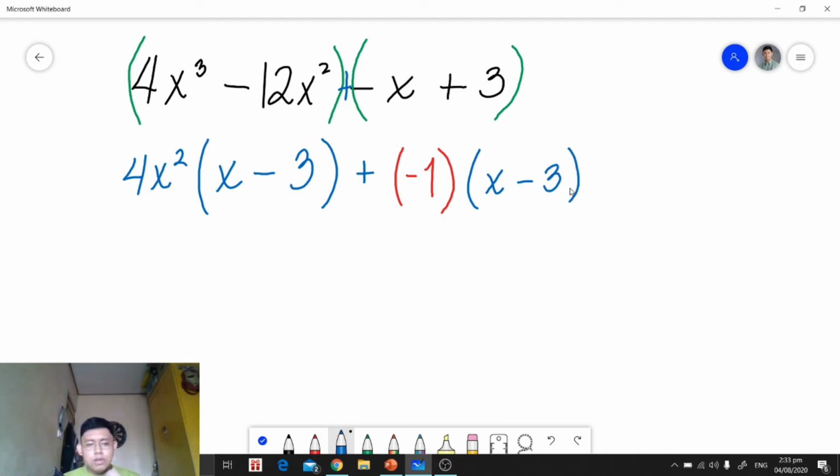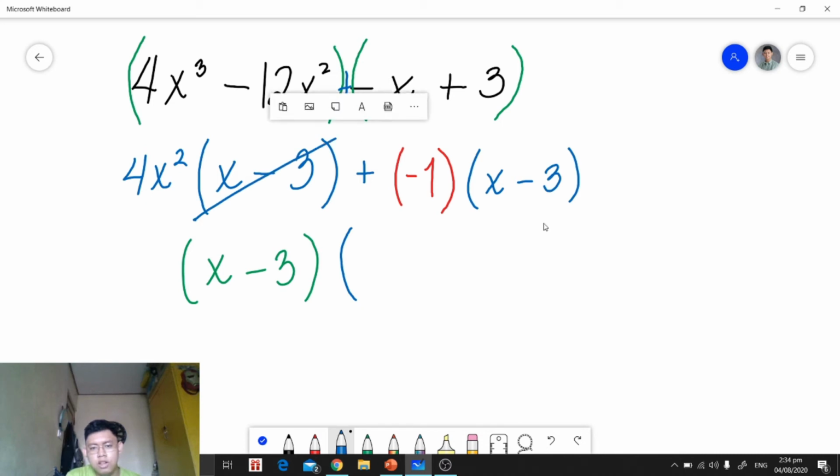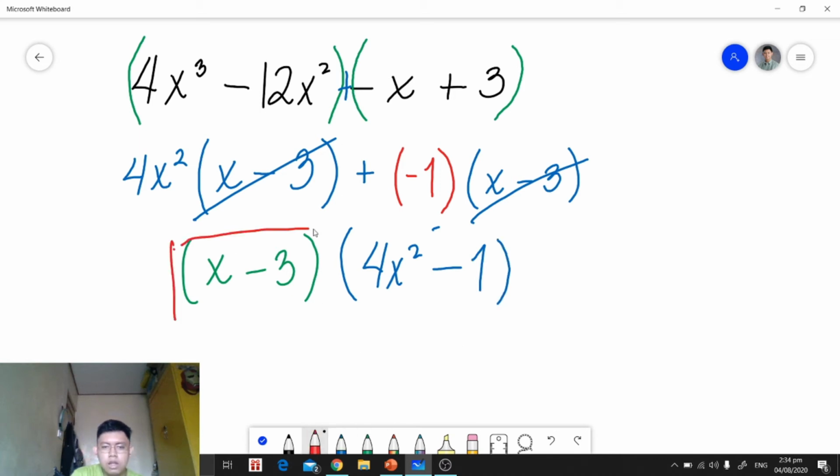Now, what can you observe? They have a common factor, which is x minus 3. And in our rule, we must factor out their common factor, which is x minus 3. So we will have x minus 3 times the remaining. We will remove all x minus 3. What is left in our expression? We'll have 4x squared. Since we have plus minus here, positive times negative, we will have negative 1. So that will be our final answer.